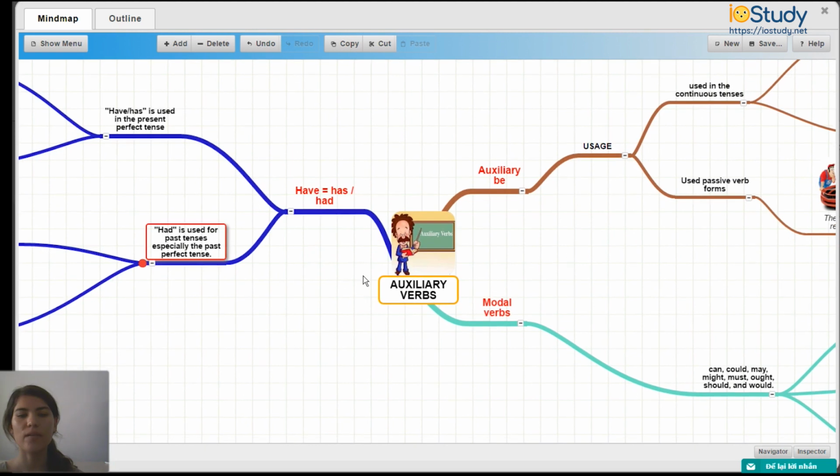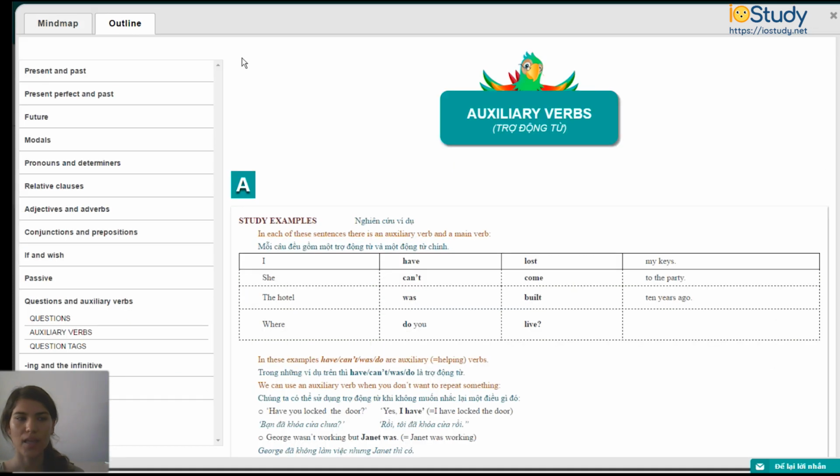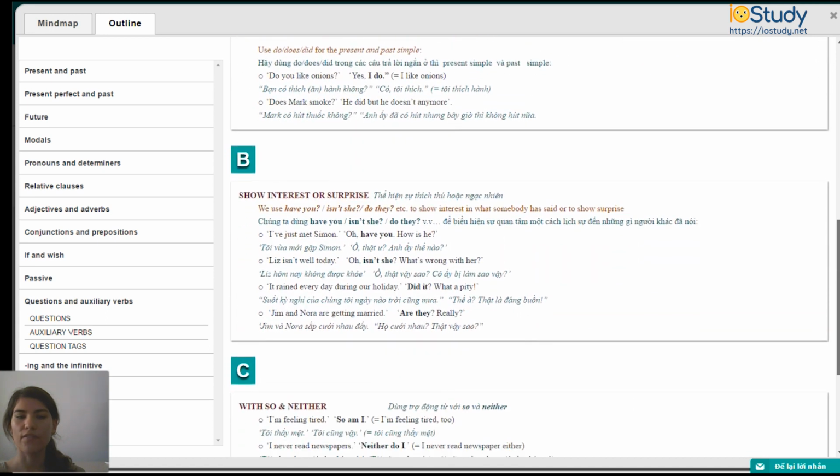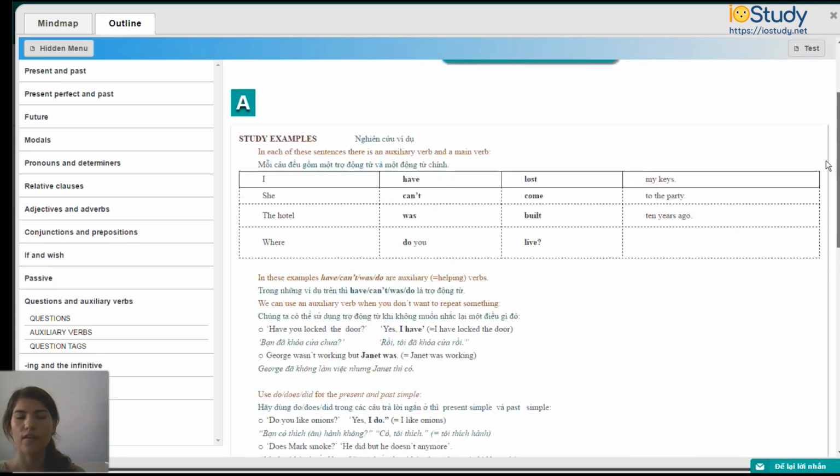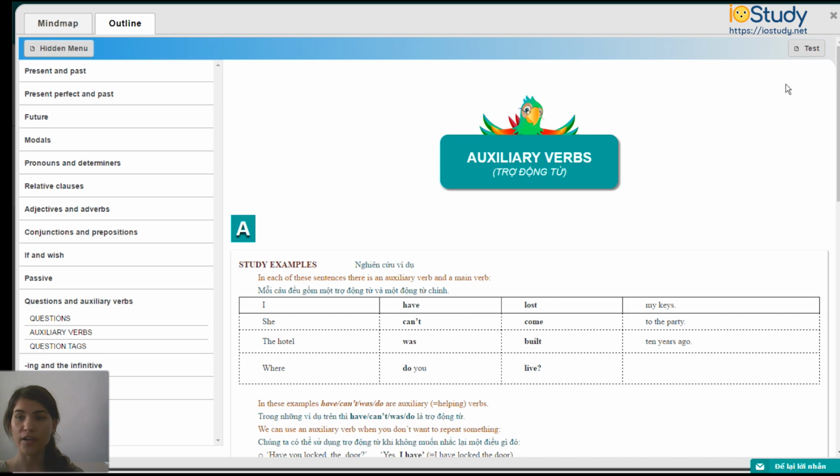Okay, so here we have the completed mind map for the auxiliary verbs. If you want, you can always go back to this mind map for your reference. Next, we'll click here to find the outline for auxiliary verbs. So here you have your outline for auxiliary verbs. You can scroll through this outline to see more examples and further explanations on how to use auxiliary verbs. So once you're finished reading through the outline, you can click here to take the test so that you can practice using auxiliary verbs. And in the next video, we're going to take the test together.